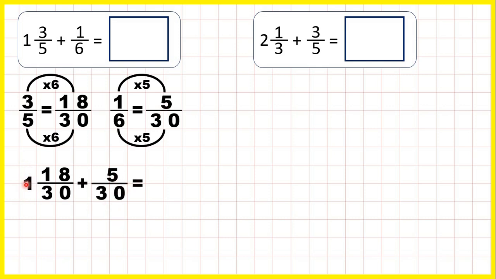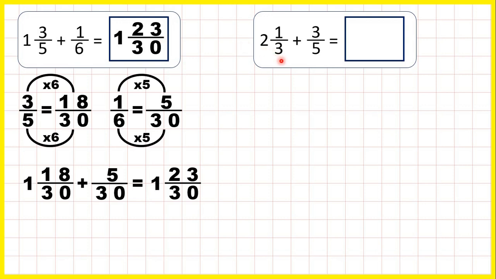So the 1 whole stays the same, we keep the denominator of our fraction the same, and 18 plus 5 is 23. So we have 1 and 23 over 30, and that's our answer.